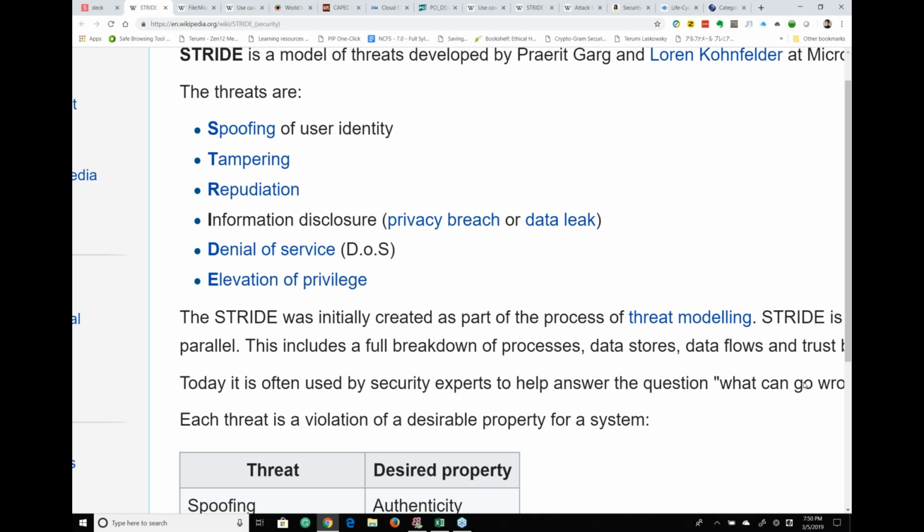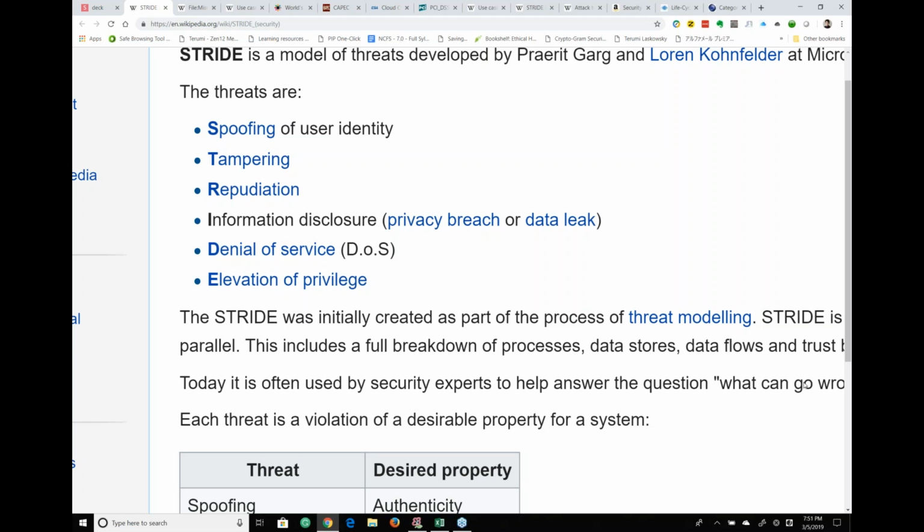Tampering is about the integrity, as I mentioned in CIA. Repudiation, we already talked about. It's where I say, hey, I didn't do it. Information disclosure is confidentiality. Denial of service is availability. Elevation of privilege is someone logging in, let's say, as a guest and using security flaws in the system to elevate their privilege to, let's say, admin. Hackers will always try to do this.